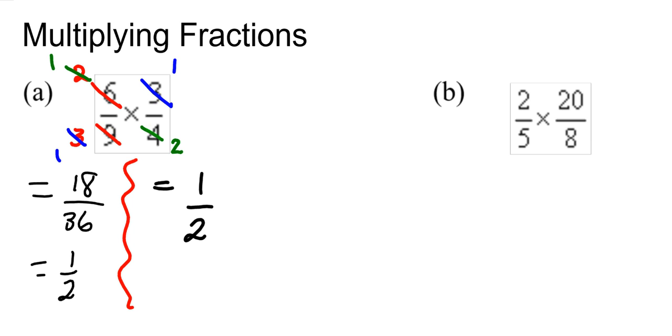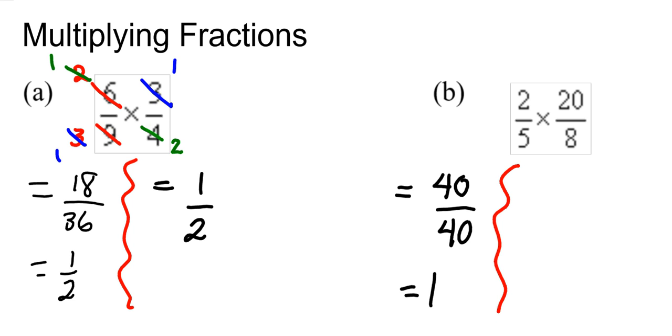So let's look at the second example. We're going to do the exact same thing. We're going to look at it from the two different options. So again, I can just multiply. 2 times 20 is 40, and 5 times 8 is 40. And in that case, that actually just simplifies to 1 whole.